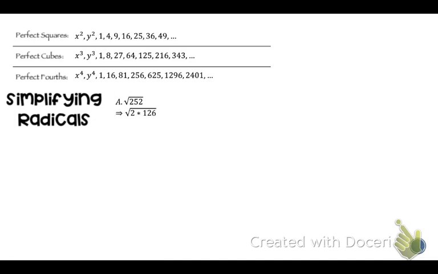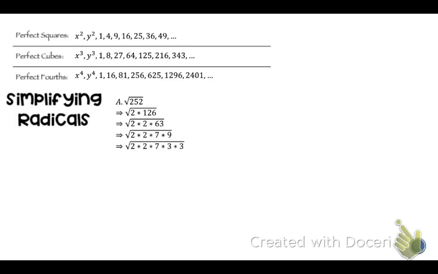So 252, that's the same as 2 times 126. 126 can break down to 2 times 63. 63 can break down to 7 times 9. 9 can break down to 3 times 3. Okay, and if you multiply that back out, 2 times 2 times 7 times 3 times 3, you would get 252.